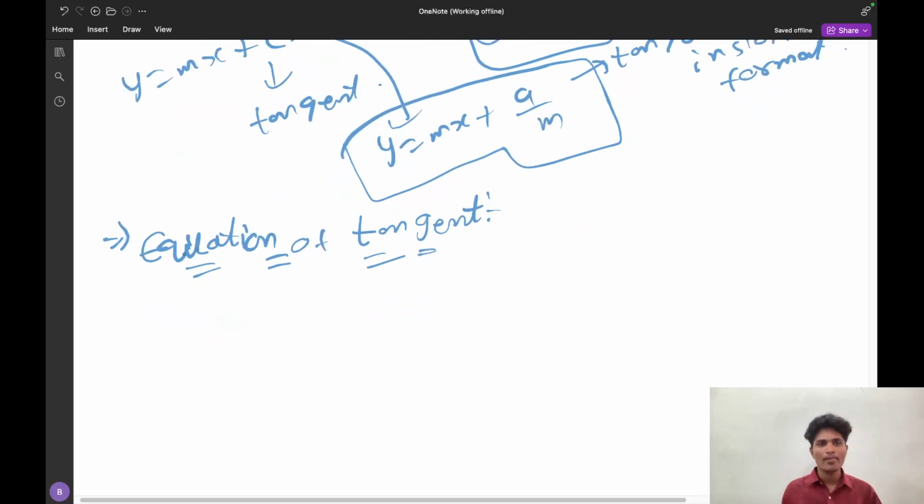What is the equation of tangent? First of all, I will discuss the equation of tangents. There are so many ways to discuss it. First of all, that is point form. In point form, what is the equation of tangents?